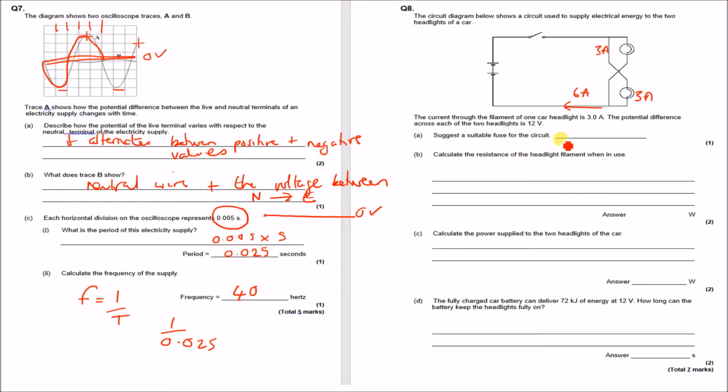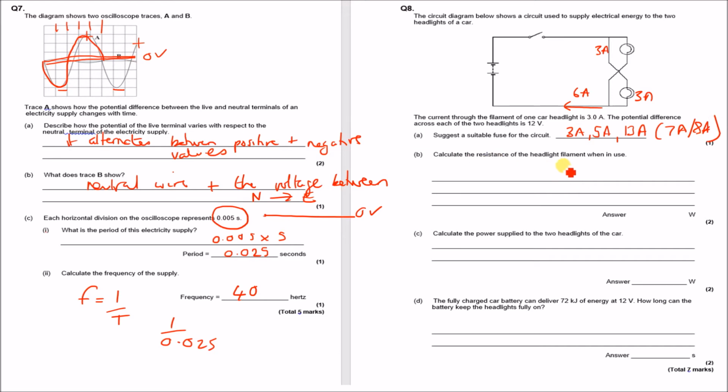So a suitable fuse would have to be something that is greater than 6 amps. So anything greater than 6 amps. Now normally the fuses are 3 amps, 5 amps and 13 amps. So you could pick a 13 amp fuse, but there are fuses that exist at around 6-7 amps. So to be safe, I'd pick a 7 or 8 amp fuse.